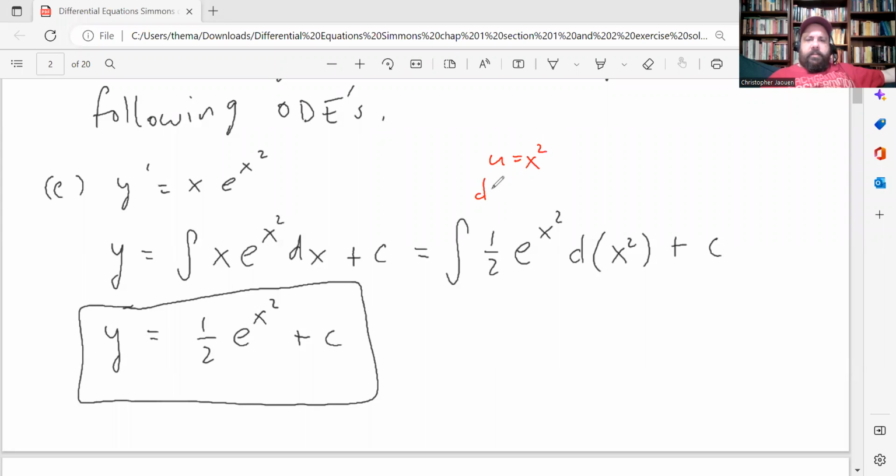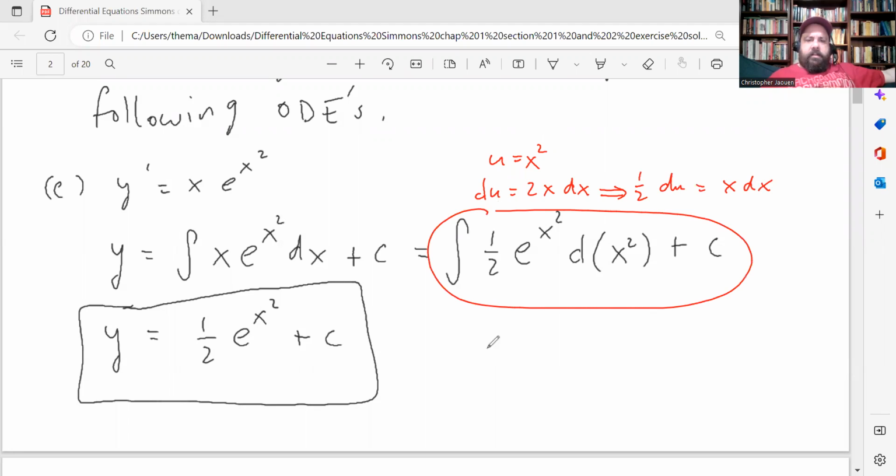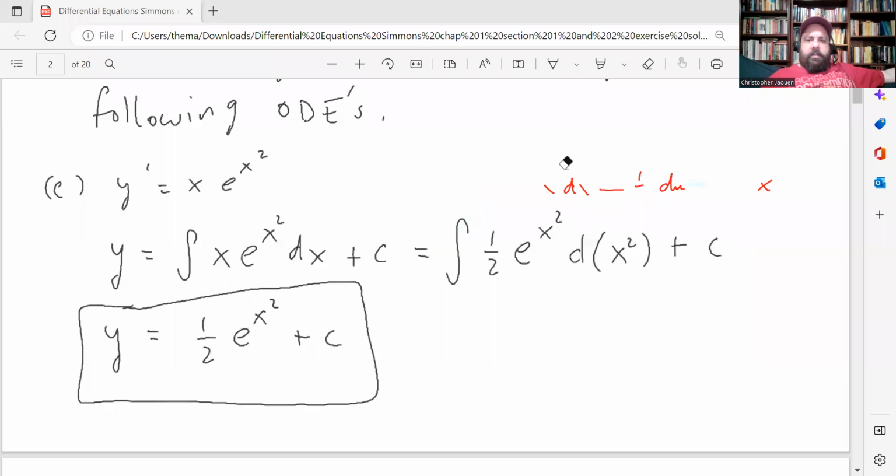And then the differential is 2x dx, which gives you 1/2 du equals x dx. And that gives you this integral here. And then you just anti-differentiate, and you get 1/2 e to the x squared plus c. The plus c gives you the general solution, right? All antiderivatives that differ by a constant.